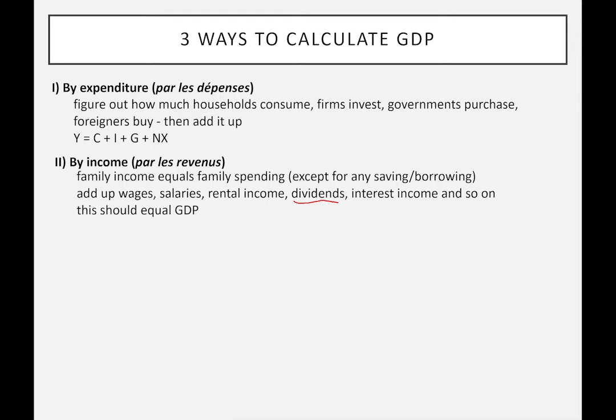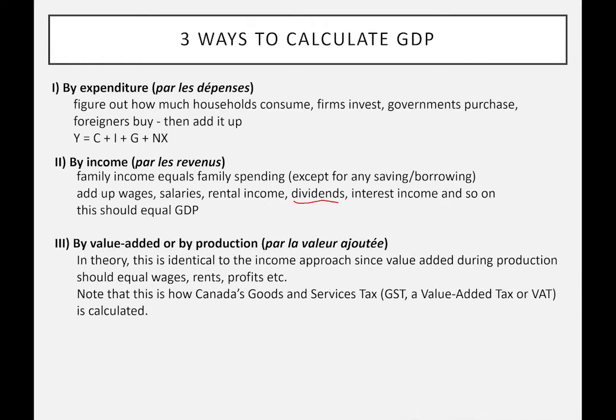Now, of course, the issue is, some people can spend more than they earn, and they'd have to be borrowing, or they could be spending less than they earn, in which case they'd be saving. You have to make a correction for that. Statistics Canada does all this. Anyway, that's the second method, by income. The third method, it's kind of interesting. Let's just look at this quickly.